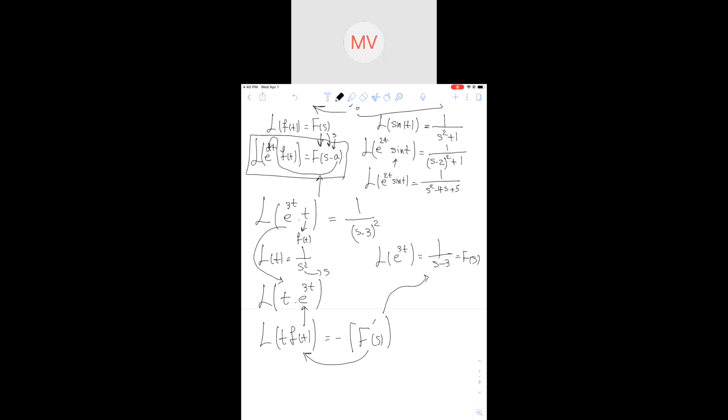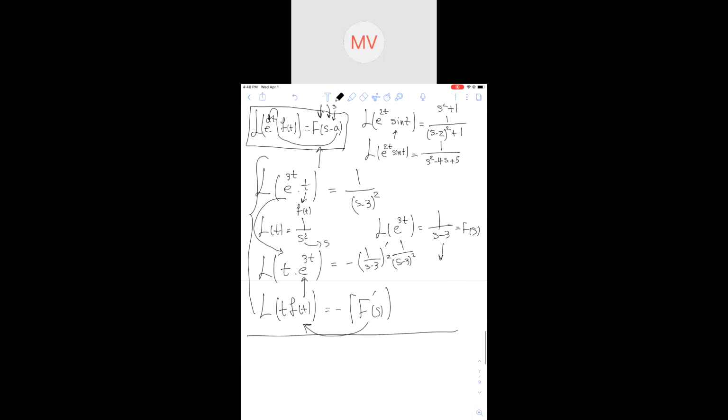Now, according to the Laplace of t times f of t, I have to differentiate it first. So let me differentiate it once. It's the derivative of 1 over s minus 3, and I have to multiply by negative. You do that, and you'll see exactly, you get the same thing. It's 1 over s minus 3 squared. So that guy can be found both ways.